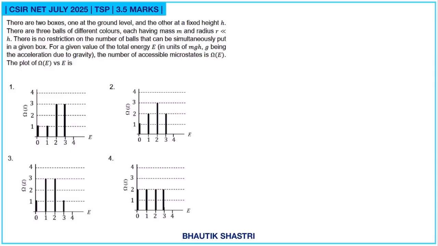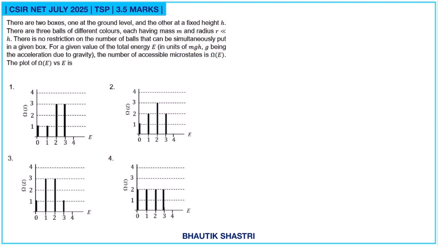Question number 1. There are two boxes, one at the ground level and the other at a fixed height h. There are three balls of different colors, each having mass m and radius r much smaller than h. There is no restriction on the number of balls that can be simultaneously put in a given box. For a given value of total energy E in the units of mgh, g being the acceleration due to gravity, the number of accessible microstates is omega E. The plot of omega E versus E will be.